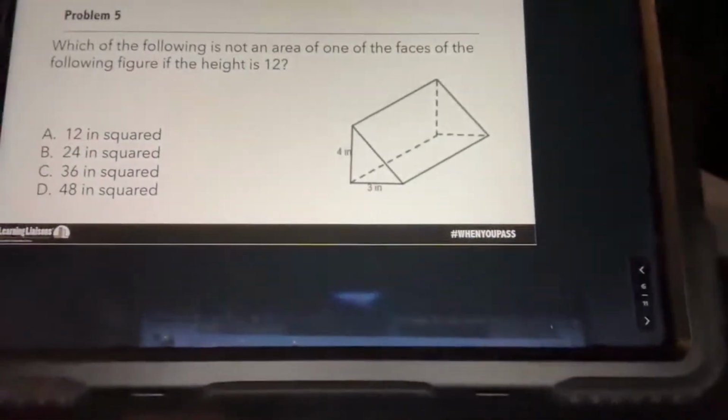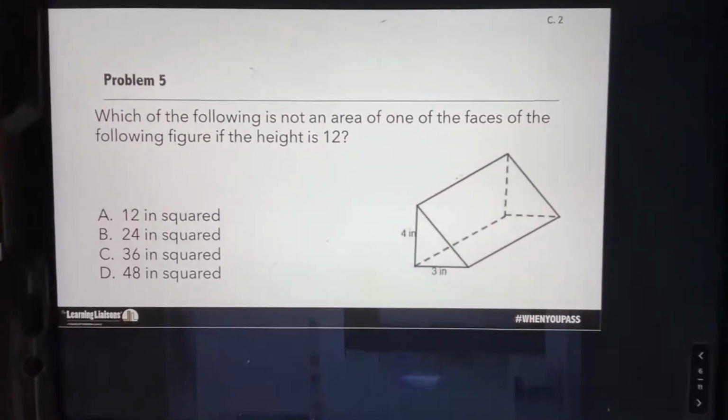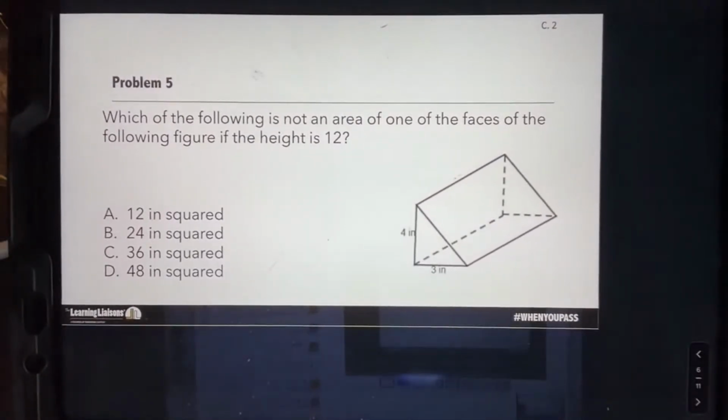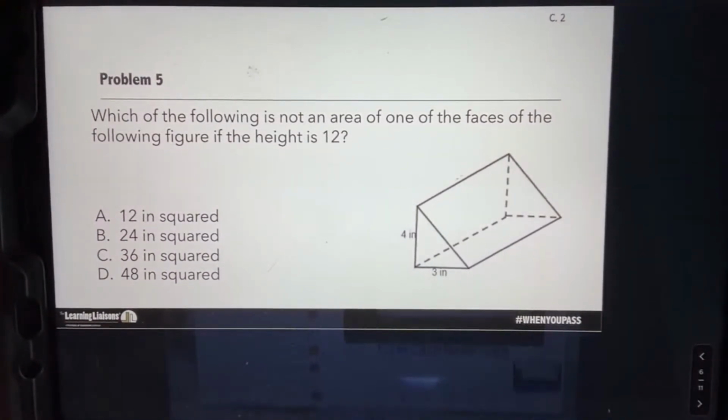All right. Which of the following is not an area of one of the faces of the following figure if the height is 12? If the height is 12. Okay, here's what I want to chat about. With a prism, the height is not from the ground to the ceiling. And that is one of the most common mistakes people make.